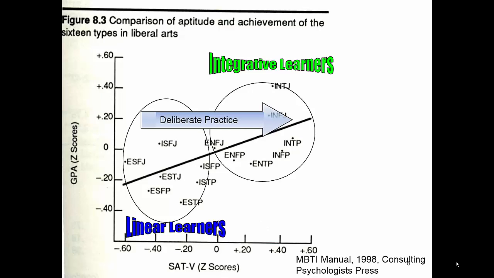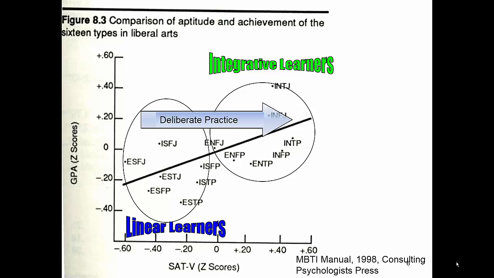You can see in this version of the data that the students group together as either linear learners or integrative learners. The linear learners all have the S for sensing type in their type designations. The integrative learners all have the N for intuitive type. Also, you can see that the intuitive types perform better on a time standardized test like the SAT.